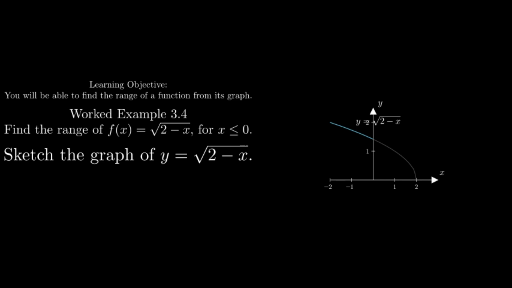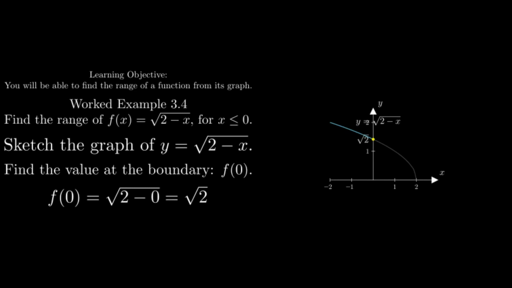Now, to find the range, we need to look at the possible y values for this part of the graph. What is the lowest y value it reaches? The lowest y value occurs at the rightmost point of our allowed domain, which is at x equals 0. Let's find the value of the function at this boundary point. We need to calculate f of 0. Substituting x equals 0 into the function, we get f of 0 equals the square root of 2 minus 0, which is simply the square root of 2. So the point (0, square root of 2) is the lowest point on our restricted graph.